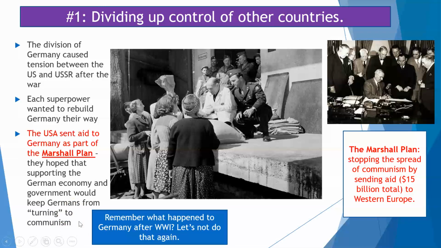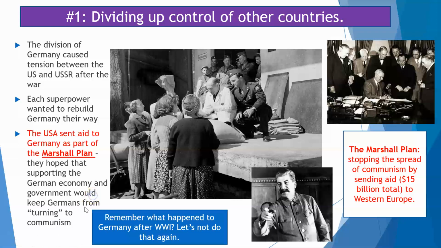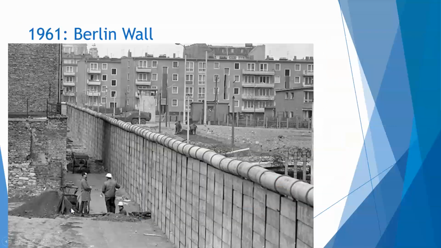The Marshall Plan, a little more about it, was about stopping the spread of communism by sending aid, $15 billion total, so it wasn't cheap, to Western Europe. Stalin was not happy about this. So unhappy, in fact, that he built the Berlin Wall, this wall that divided up the city of Berlin in between East and West. The people on the east side, that was Soviet-controlled, couldn't go through and visit people they knew on the western side of the city, and the city remained divided for 30 years.